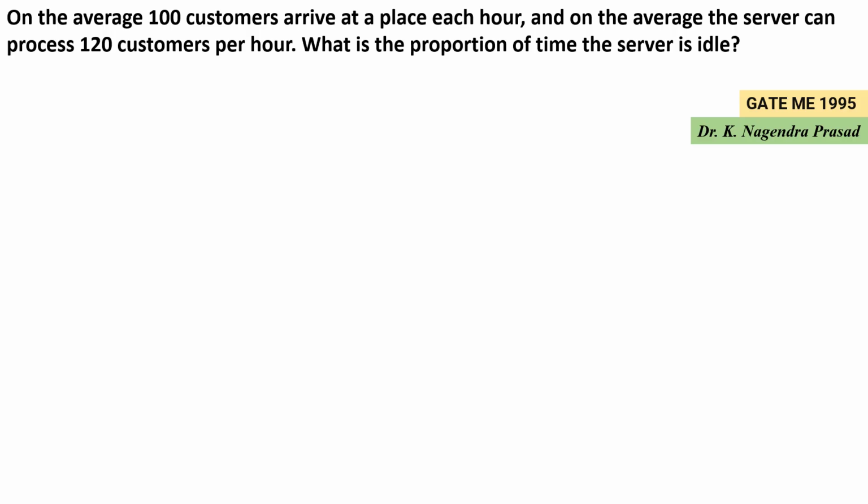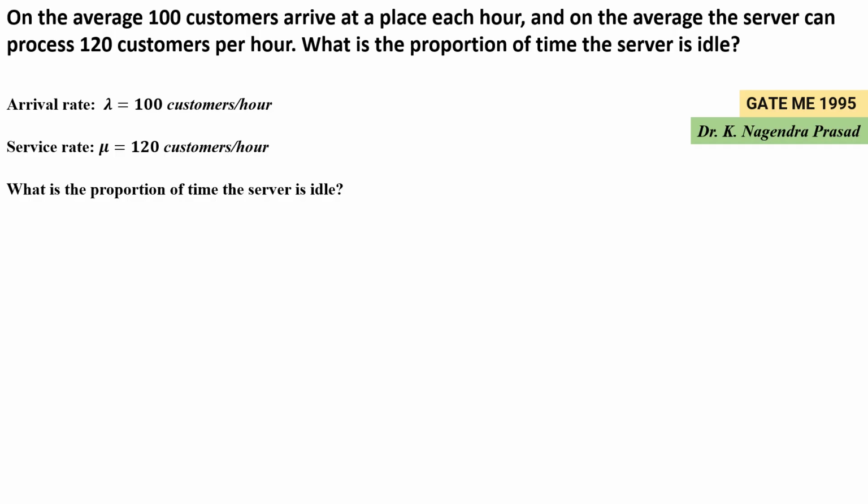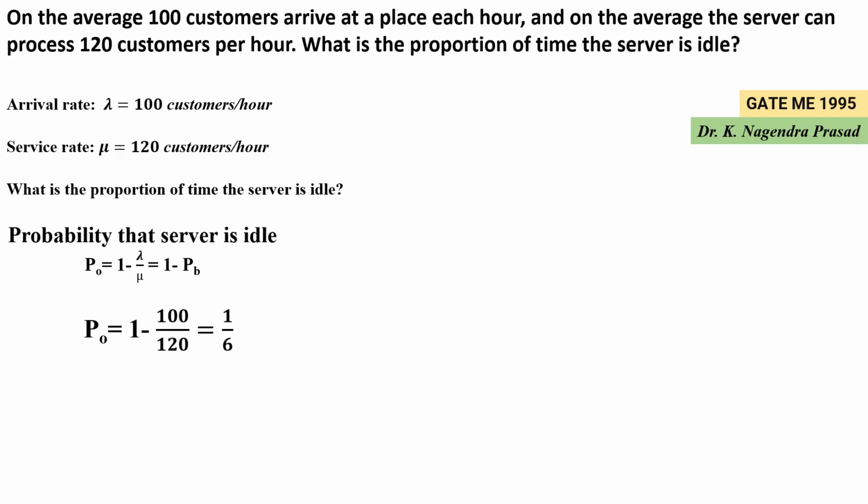On the average, 100 customers arrive at a place each hour, and on the average the server can process 120 customers per hour. What is the proportion of time the server is idle? So here it is given the arrival rate lambda is 100 customers per hour and the service rate mu is 120 customers per hour. Then I have to determine the proportion of time the server is idle. So we know that the probability that the server is idle, P naught, equals 1 minus lambda by mu, which is equal to 1 minus 100 by 120. Zeros cancel, and the LCM is 12. 12 minus 10, so 2 by 12, which is equal to 1 by 6.